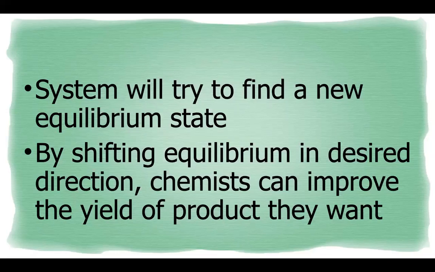And by shifting equilibrium in the desired direction, chemists can use this idea to improve the yield of the product they want. So basically that means that if we understand how equilibrium works, we can use it to our advantage to increase how much product we make.